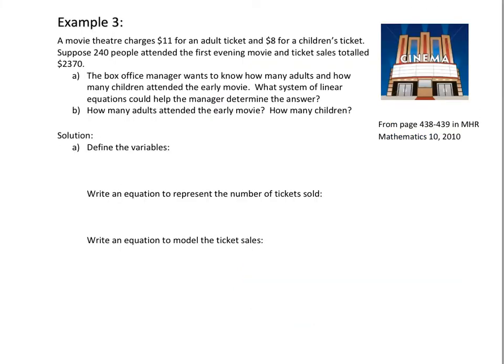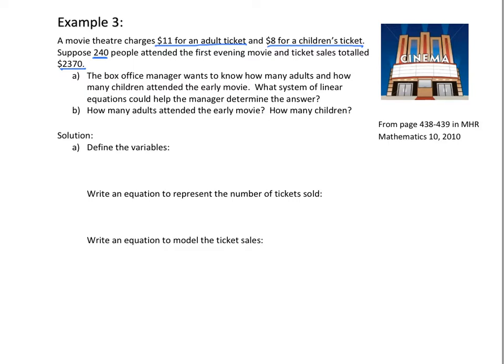For the final example, we're given the information that a movie theater charges $11 for an adult ticket and $8 for a children's ticket. 240 people total attended the first movie, and the ticket sales totaled $2,370. We want to know how many adults and how many children attended the show, what system of linear equations we could use to find that, and then actually solve it. So the first thing we need to do is define the variables.